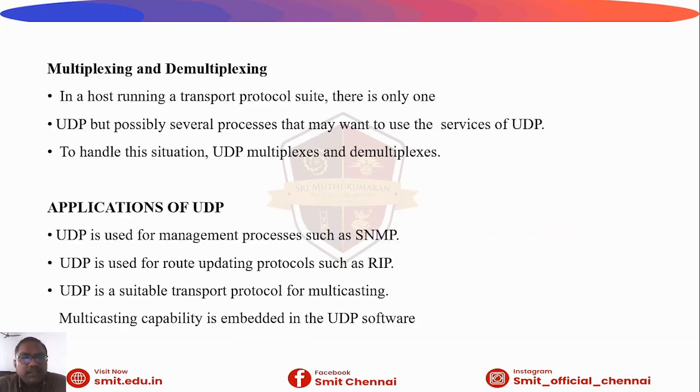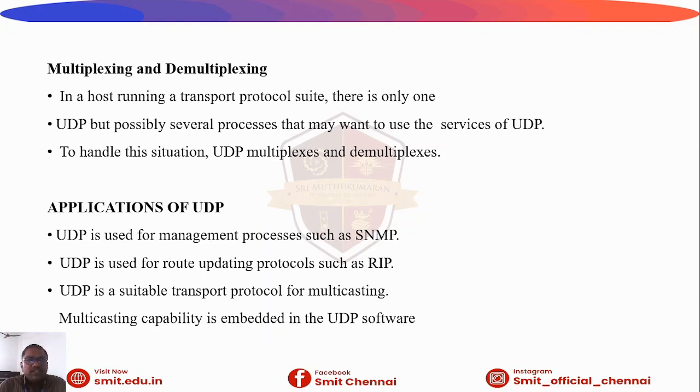Next is multiplexing and demultiplexing. On the host running this transport protocol, there is only one UDP, but there may be several processes that want to use the services of UDP. To handle this situation, UDP uses multiplexing and demultiplexing. Multiplexing means many sources to one destination. Demultiplexing means one source to many destinations.